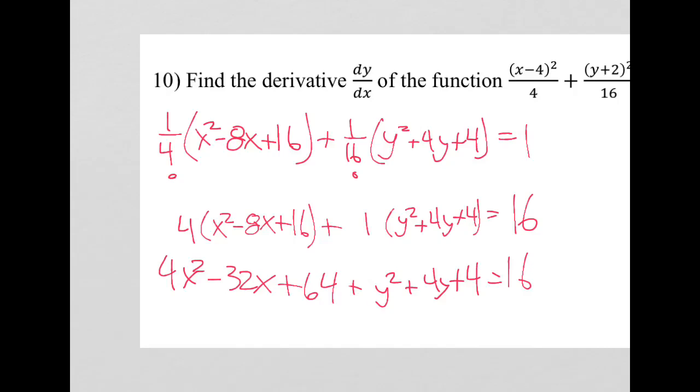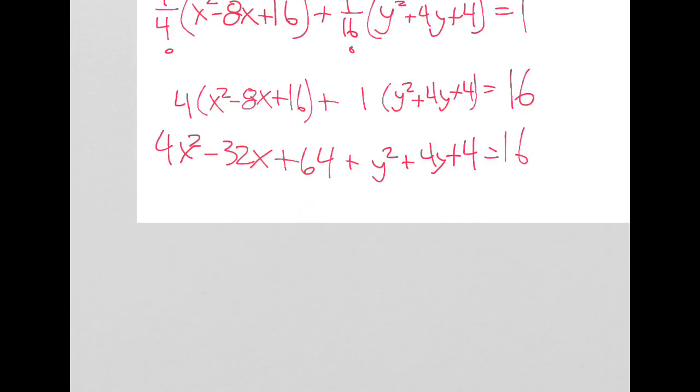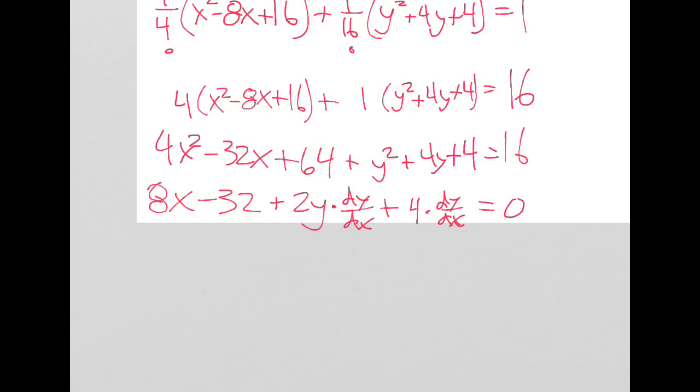And now I can take the derivative piece by piece. The derivative of 4x squared with respect to x is 8x. The derivative of negative 32x with respect to x is negative 32. The derivative of 64 is 0. The derivative of y squared is 2y, but remember we need to multiply that by a dy/dx. Anytime you're taking the derivative of a y term, you will always multiply by dy/dx. Plus, the derivative of 4y is 4 times dy/dx because of what I just said. And then that is plus the derivative of 4, which is 0, equals the derivative of 16, which is 0.